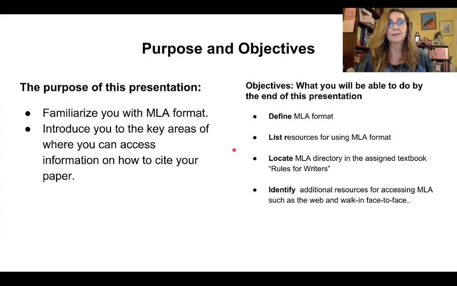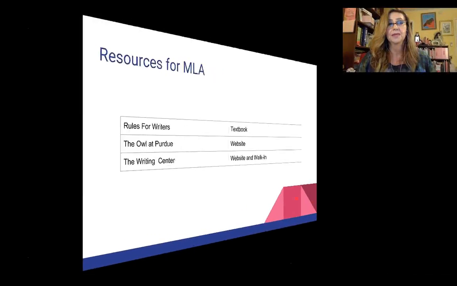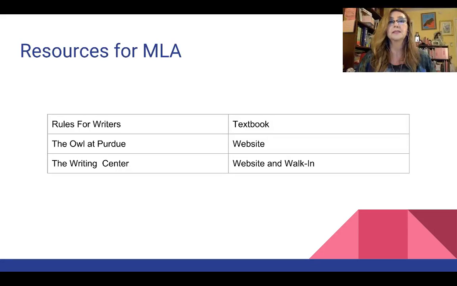Purpose and objectives. The purpose of this presentation is to familiarize you with MLA format and introduce you to the key areas of where you can access information on how to cite your paper. The objectives, what you will be able to do by the end of this presentation, is define MLA format, list resources for using MLA format, and locate MLA directory in the assigned textbook, which is Rules for Writers. Identify additional resources for accessing MLA, such as web and walk-in face-to-face. The three resources that I'm going to cover in this presentation are Rules for Writers, the OWL at Purdue, and the Writing Center.